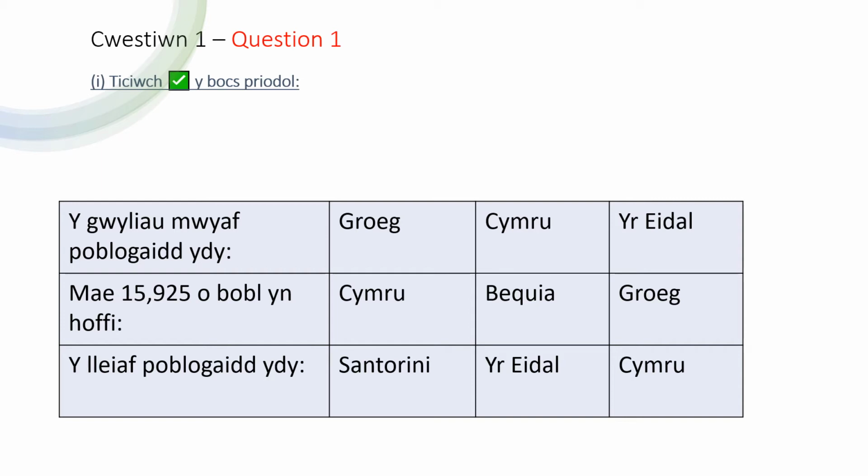Y lleiaf poblogaidd ydy. Again, we had these 2 words at the beginning of this PowerPoint. Y lleiaf poblogaidd ydy. Santorini, Eidal or Cymru. So you tick which one you think is correct in that structure. If you need to go back to that first slide where the words were, go back and take a photo of them to help you with these. But hopefully you won't need them.